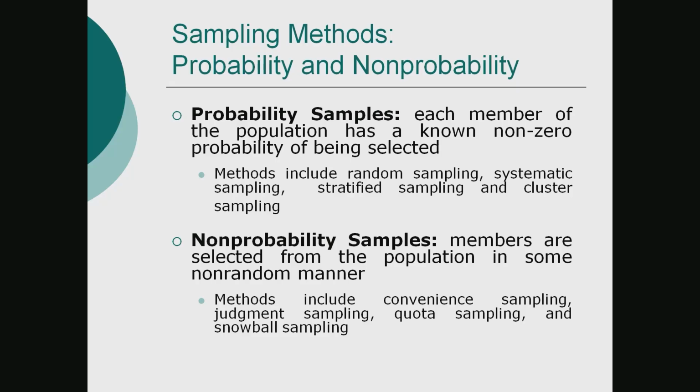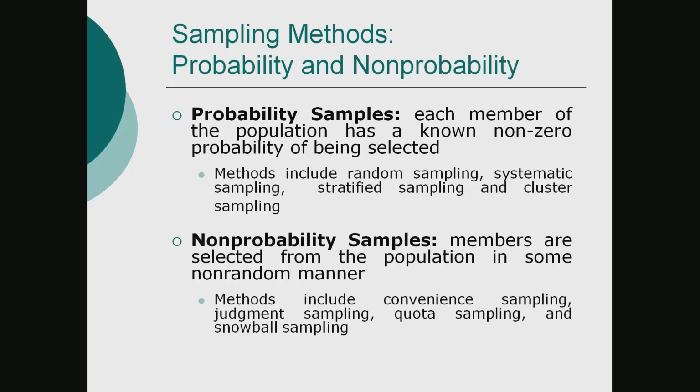Probability sampling is commonly used in scientific research and statistical analysis, as it provides a representative sample that can be generalized to the larger population. Probability sampling methods are further classified into different types. The methods include random sampling, systematic sampling, stratified sampling, and cluster sampling.